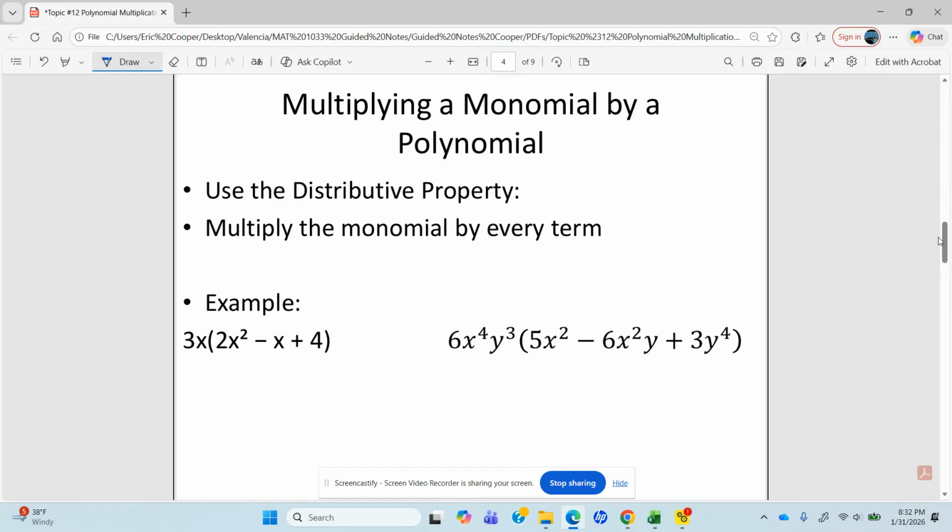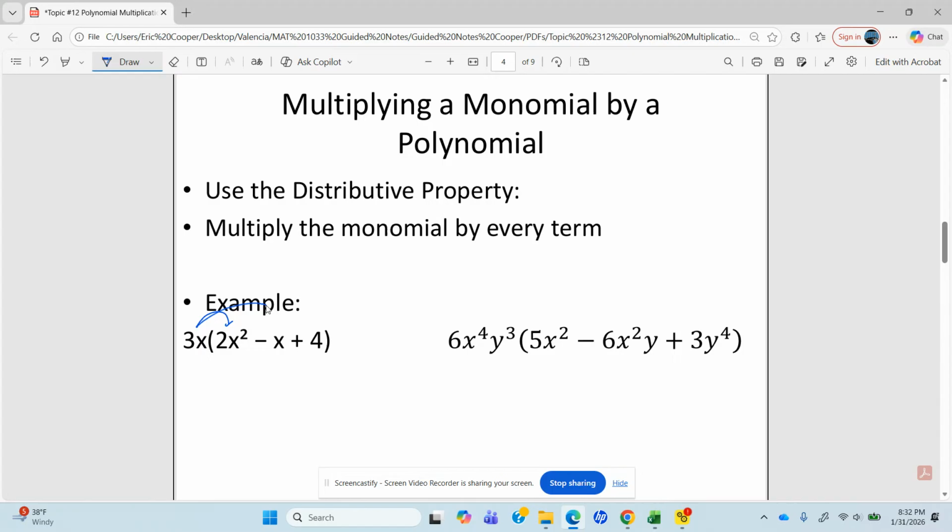Multiplying a monomial by a polynomial. Same idea, except we're going to use our knowledge of the distributive property. We take what's on the outside of the parentheses and we multiply it by every term on the inside. Again, we'll multiply coefficients by themselves and then we'll add the exponents.